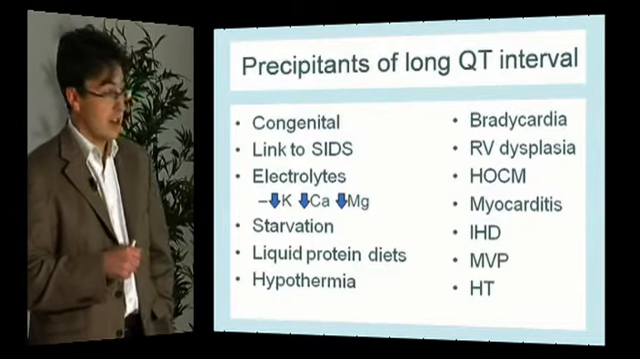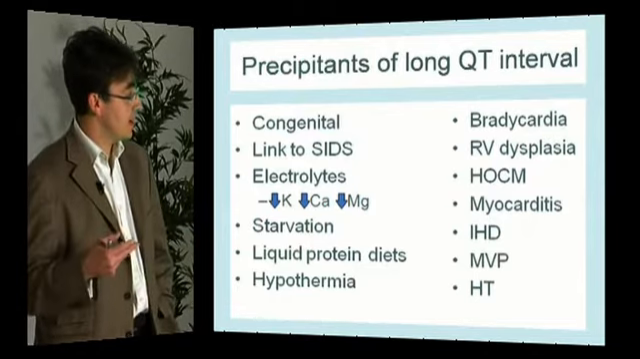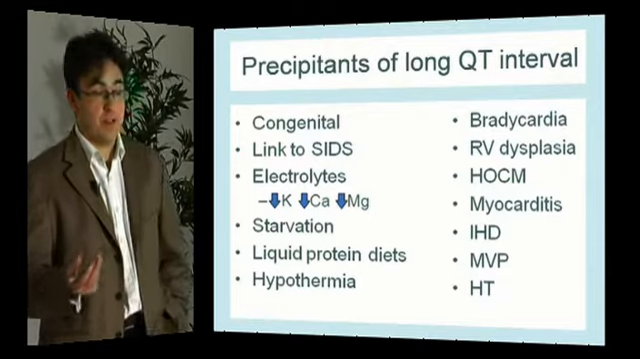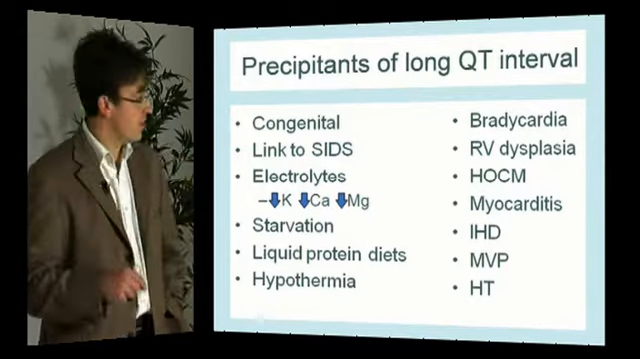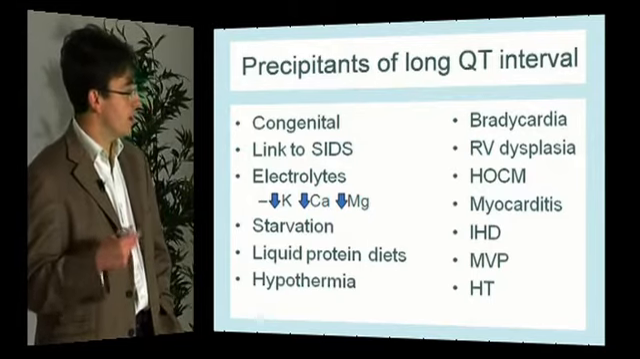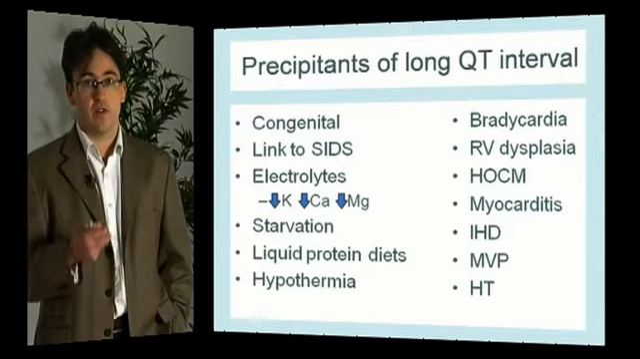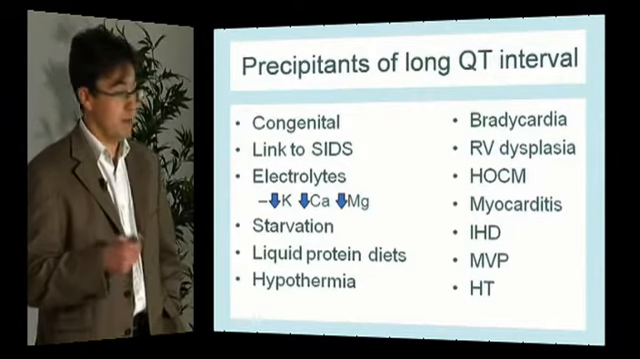There are some congenital abnormalities such as right ventricular dysplasia and hypertrophic obstructive cardiomyopathy. And then we have some inflammatory and ischemic causes, so this may be a myocarditis or ischemic heart disease. And then two common associations will be mitral valve prolapse and hypertension.